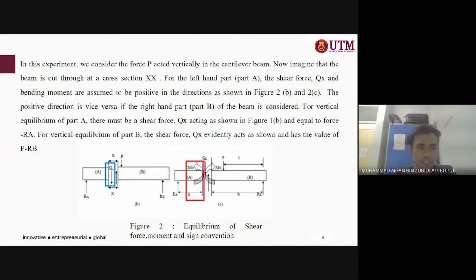For vertical equilibrium of part A, there must be a shear force, which is Qx, acting as shown in figure 1b, and it is equal to negative RA. For vertical equilibrium of part B, the shear force Qx evidently acts as shown and has the value of P minus RB. Next slide.